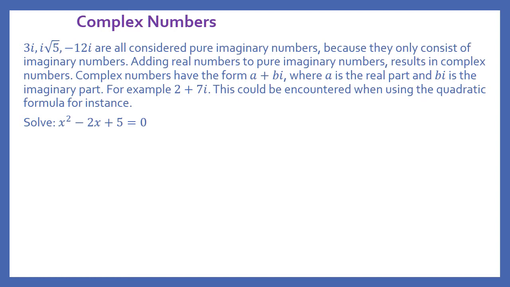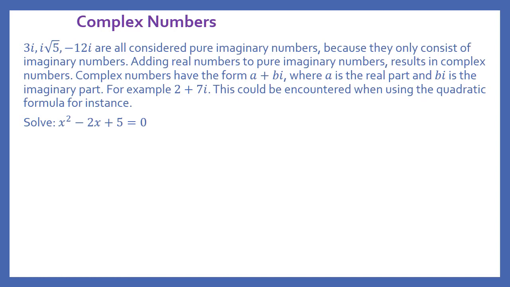So that brings us to complex numbers. So 3i, i times root 5, negative 12i are all considered pure imaginary numbers because they only consist of imaginary numbers. When you add real numbers to pure imaginary numbers, the result is a complex number. And complex numbers have the form a plus bi, where a is the real part and bi is the imaginary part. So, for example, 2 plus 7i, we just had that. That's a complex number.